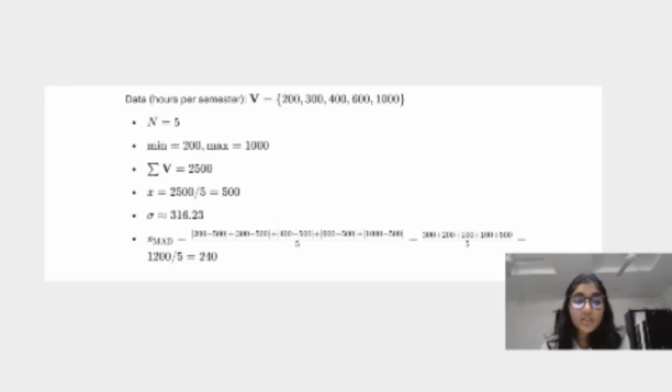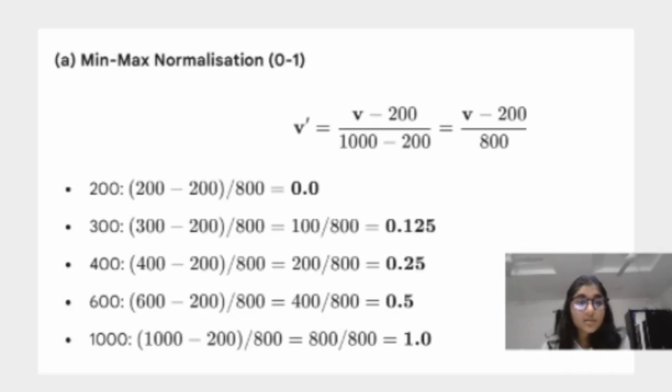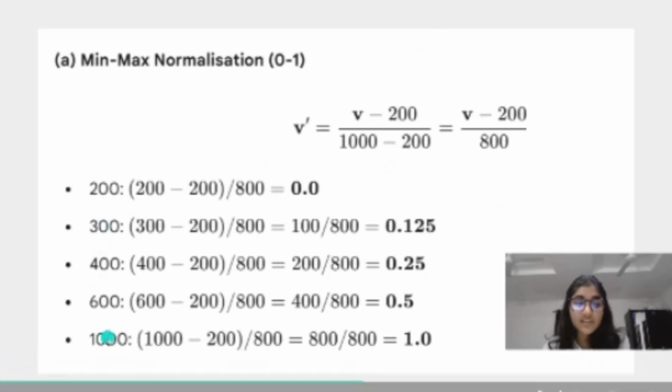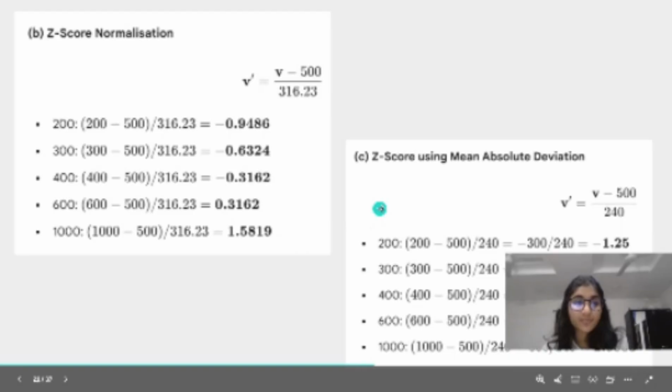Sigma comes out to be 316.23. And the MAD, that is mean absolute deviation, comes out to be 240. Now we will put all these values in. So we will calculate first min-max normalization. Its formula is V' = (V - min) / (max - min). So we will put V as 200, 300, 400, 600 and 1000 and calculate these values.